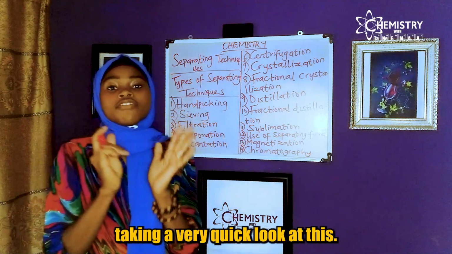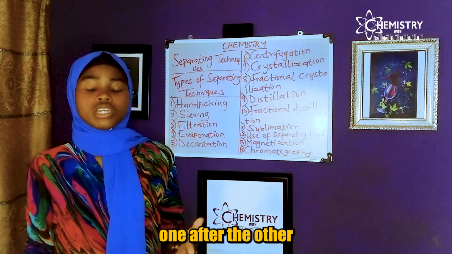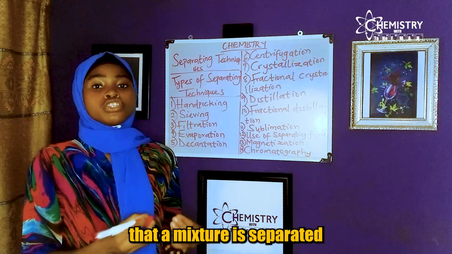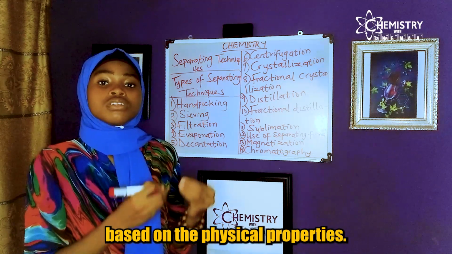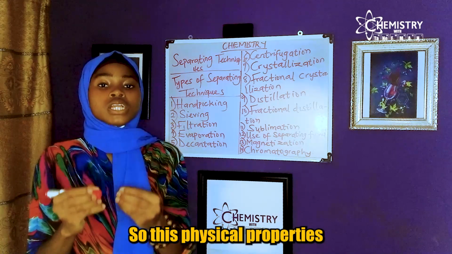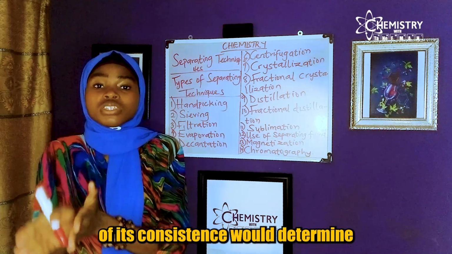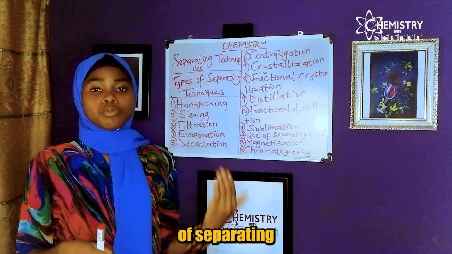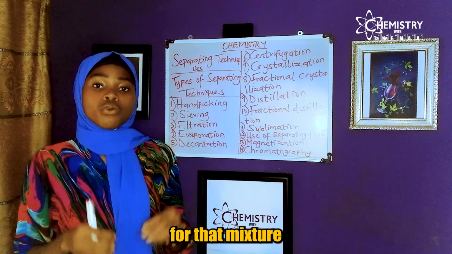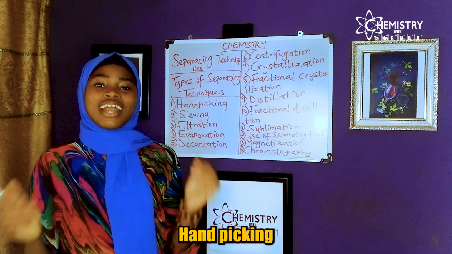So we'll be taking a very quick look at these separating techniques one after the other. Remember that I said that a mixture is separated based on their physical properties. So the physical properties of the constituents would determine the type of separating technique we will use for that mixture. Number one, hand picking.